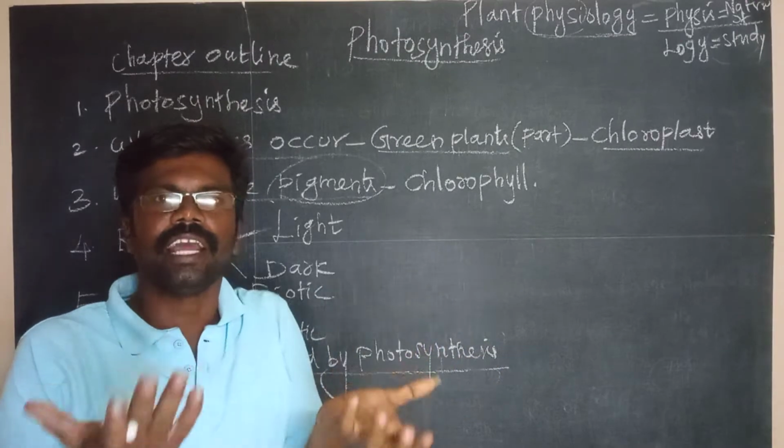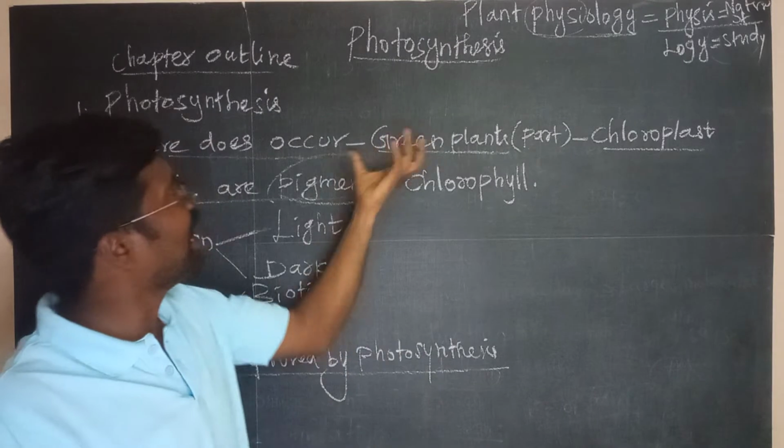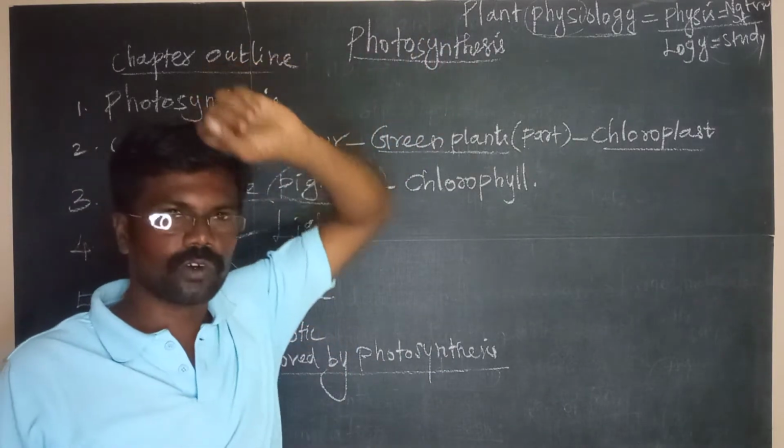Where do we get food from? The majority of food is derived from plants only. The plant is where synthesis takes place. The process is called photosynthesis.